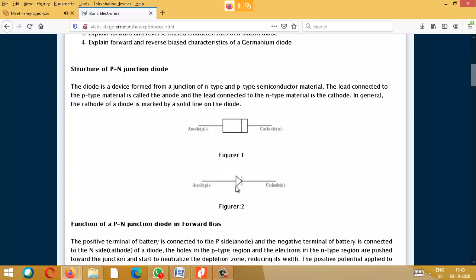One arrow is going to indicate the direction of electron, and this line is going to indicate that it is not allowed from this side. So it has been blocked. From the cathode, flow of electron is not possible, only from the anode is possible.